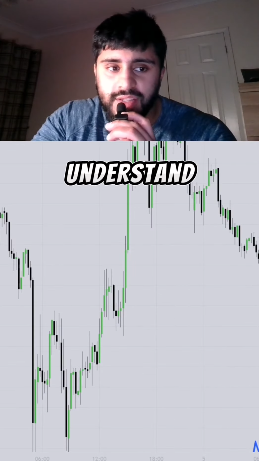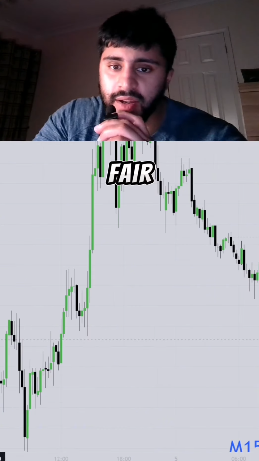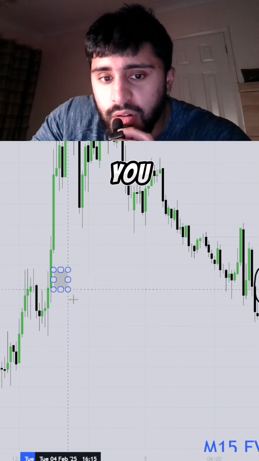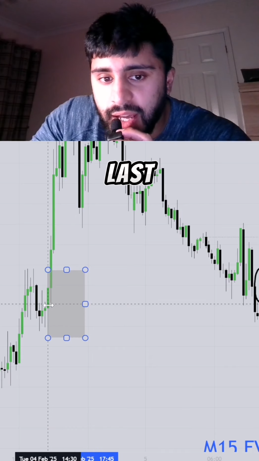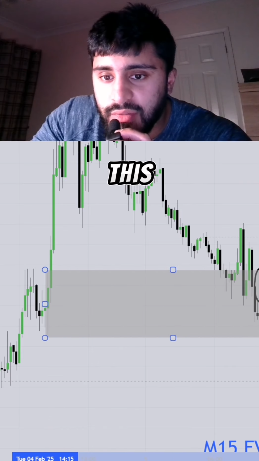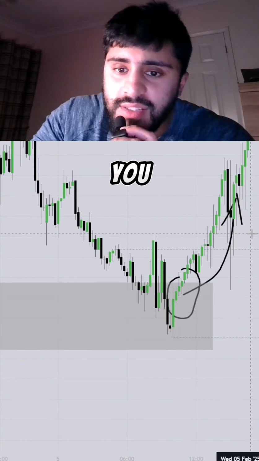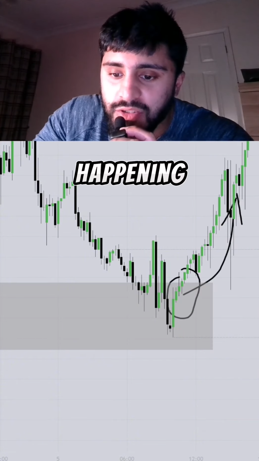The first thing you want to understand is you're looking for a 15-minute fair value gap, right? Heads up. When you're looking for a 15-minute fair value gap, you are essentially marking out the last candle before the imbalance. This is very, very important. Now that we see price rejecting off this area, you need to understand exactly what's happening in this region.